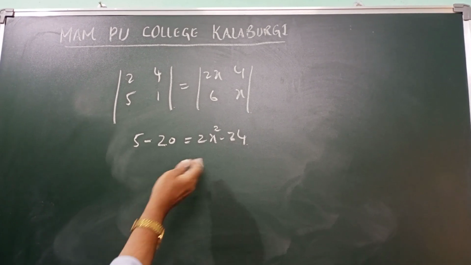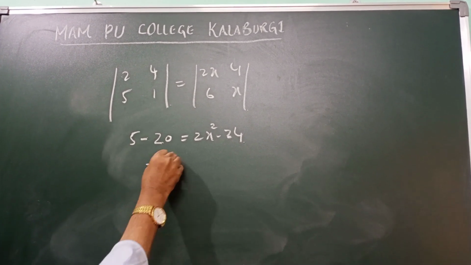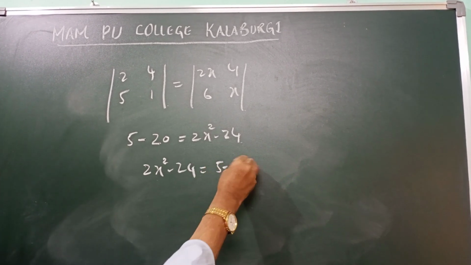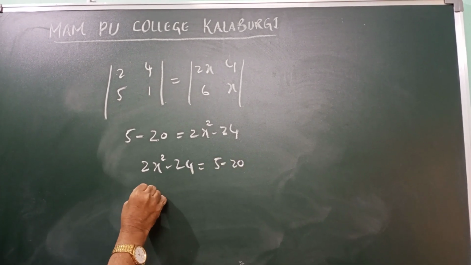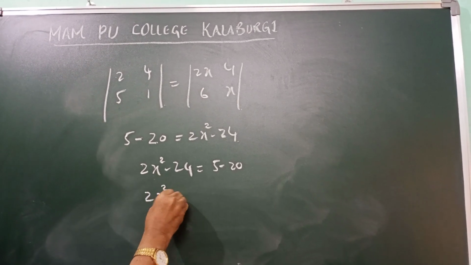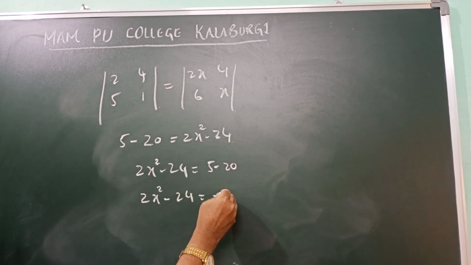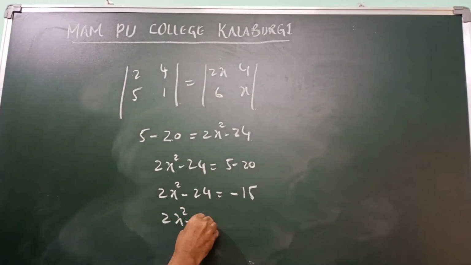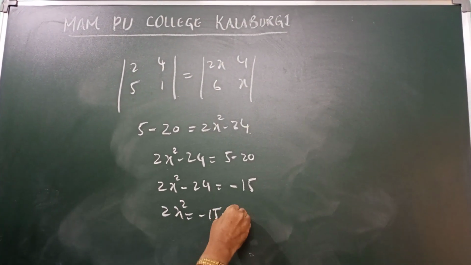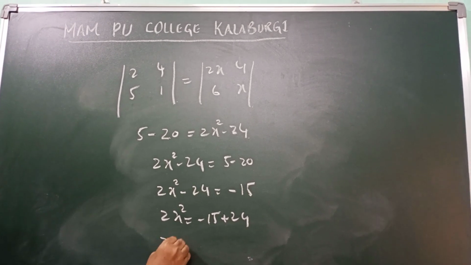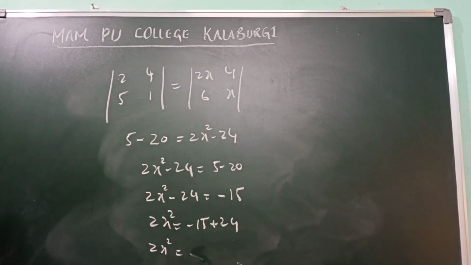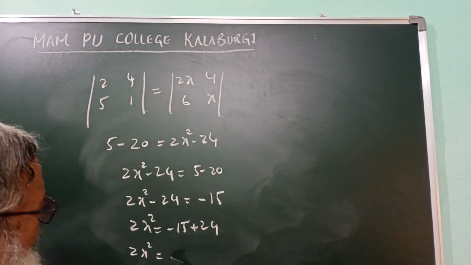So here we can change the side. 2x square minus 24 is equal to 2 minus 20, that is minus 18... 2x square minus 24 is equal to minus 15. Or 2x square is equal to minus 15 plus 24. 2x square is equal to 24 minus 15.